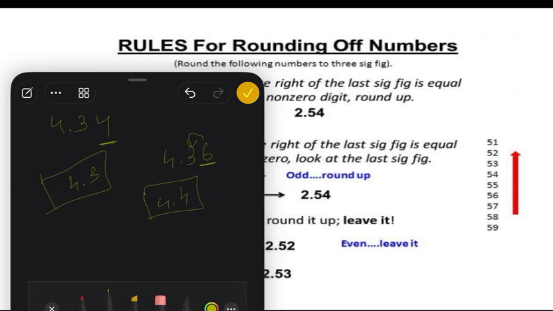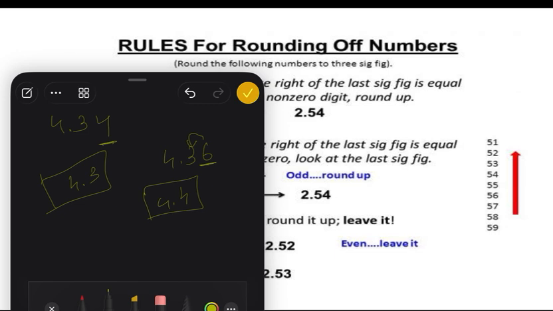Okay. Rule number 3. If the digit is exactly 5, if the previous digit is even, keep it the same. If the digit is odd, increase by 1. Okay. This avoids bias in calculations.